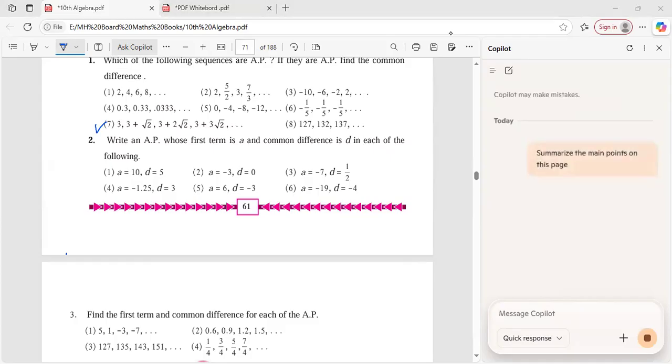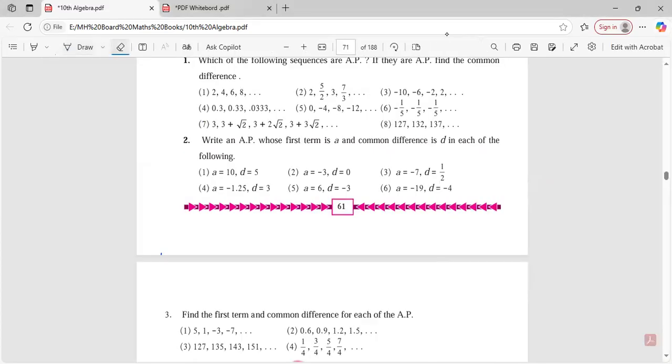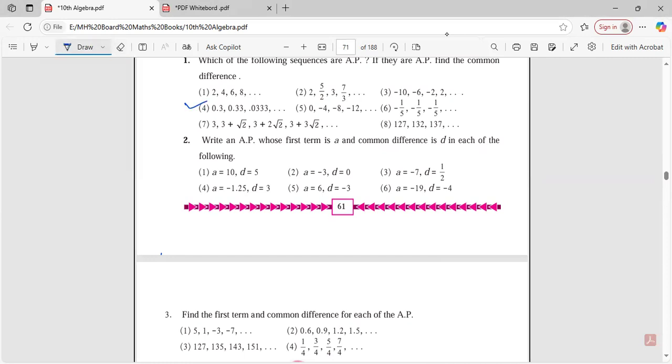Root 2 is a common difference. Very good. So I gave you some questions which were arithmetic progressions. See now, this is not an arithmetic progression. This question, it is an AP.